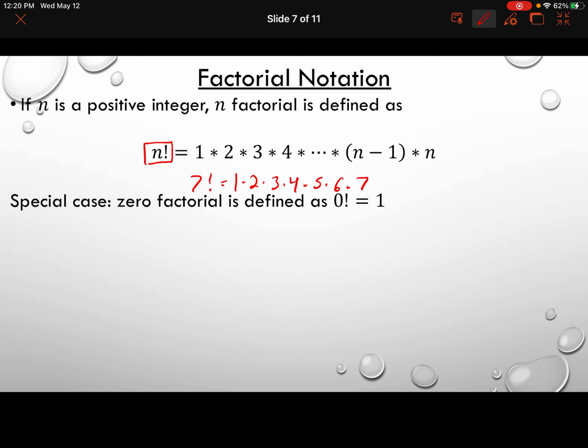And then the special case is 0. Whenever you see 0 factorial, that's actually 1. It's not 0, it's 1. And then, like I said, that's a special case. Okay, so whenever you see 0 factorial or 0 exclamation mark, that is equal to 1. Okay, so that's a special case, special property.